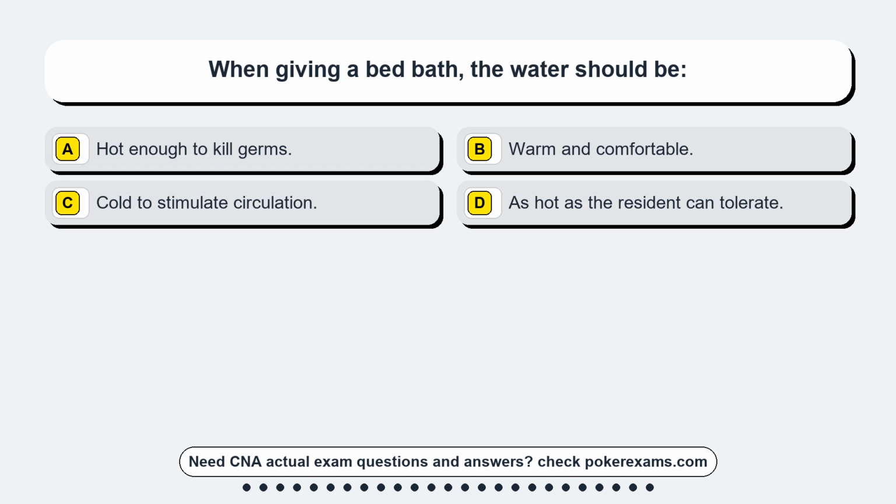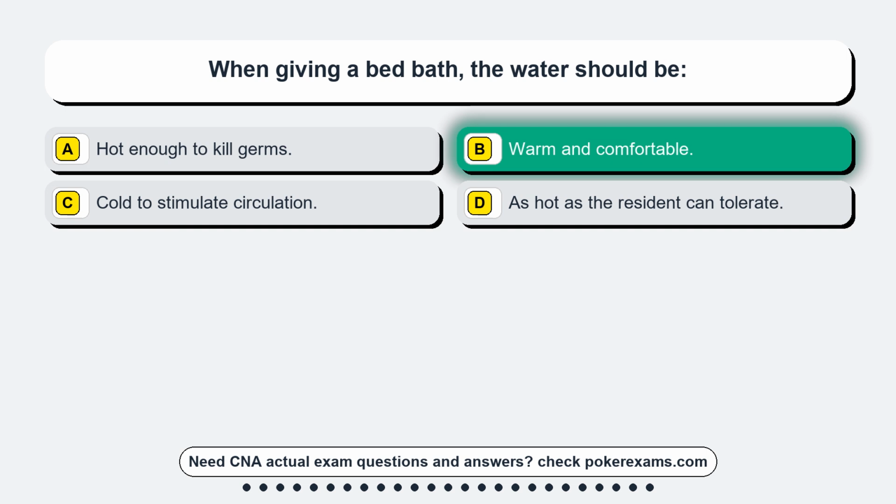Question 11. When giving a bed bath, the water should be Option A, hot enough to kill germs. Option B, warm and comfortable. Option C, cold to stimulate circulation. Option D, as hot as the resident can tolerate. The correct answer is Option B, warm and comfortable.